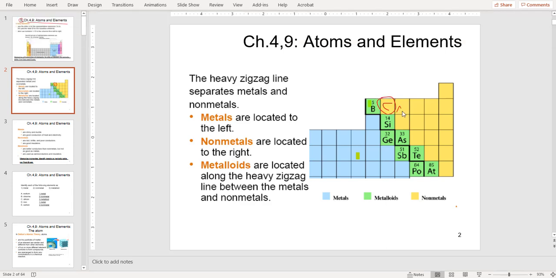There's carbon, there's nitrogen, there's oxygen. You would have to memorize that these are non-metals. Whereas over on the other side, there might be sodium, and that's considered a metal. So you want to practice memorizing that imaginary border between the metals and non-metals, and make sure to have these elements, the metalloid elements, memorized.